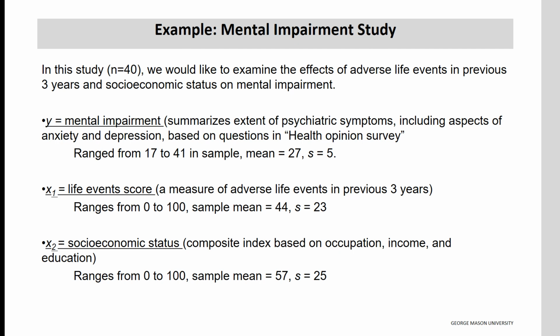Looking at these 3 variables, we notice that all 3 are continuous. The outcome variable, mental impairment, obviously needs to be continuous if we want to run multiple linear regression. But certainly x1 and x2, the 2 independent variables, are continuous here as well.